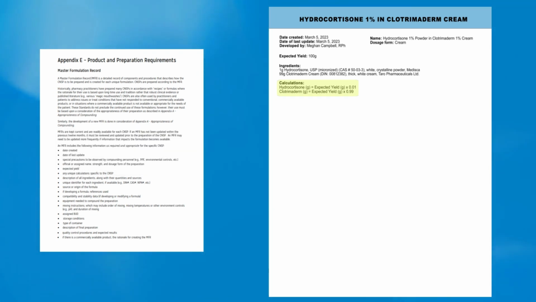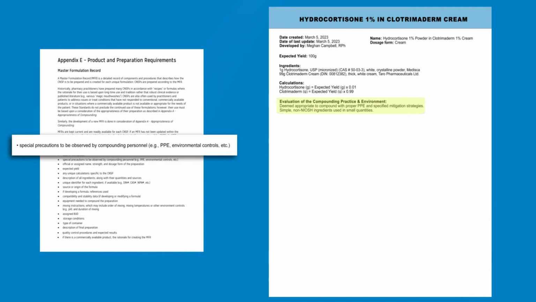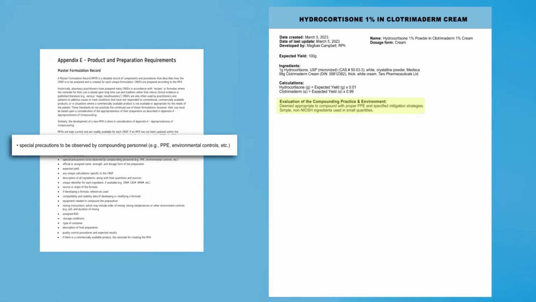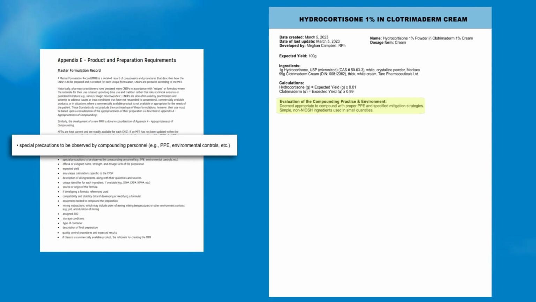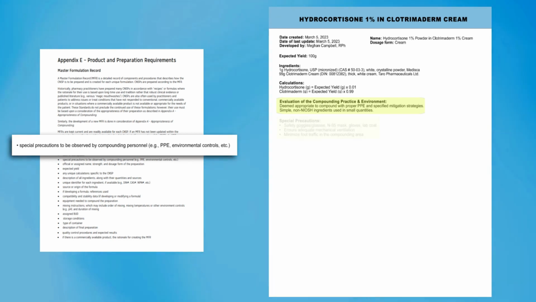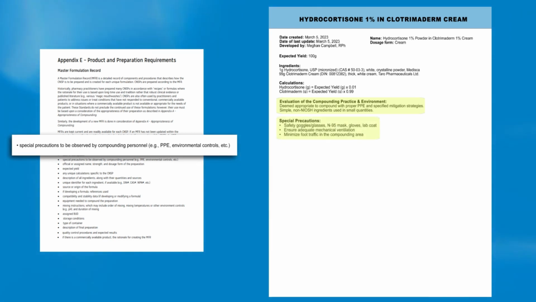An important part of the MFR is the section dedicated to special precautions to be observed by the compounding personnel. This section will include any risk mitigation strategies determined to be necessary when the evaluation of the compounding practice and environment was completed for that specific compound. This may include personal protective equipment, environmental controls, or other strategies to minimize exposure to staff. There should be documentation of the evaluation that was completed somewhere within the MFR, since this would be considered supporting rationale for determining it is appropriate to compound the product.